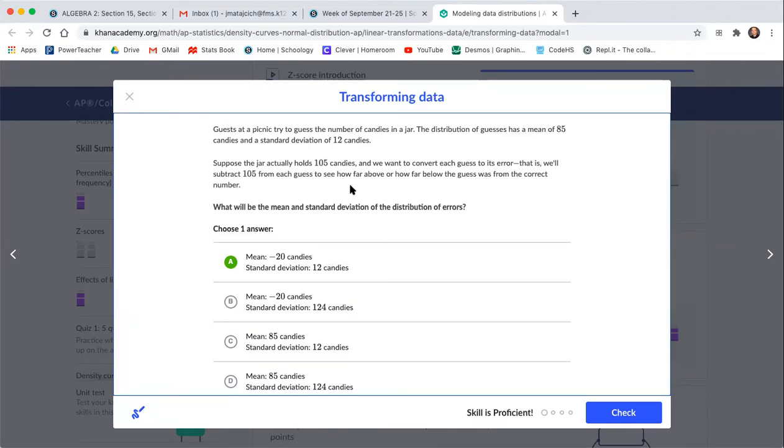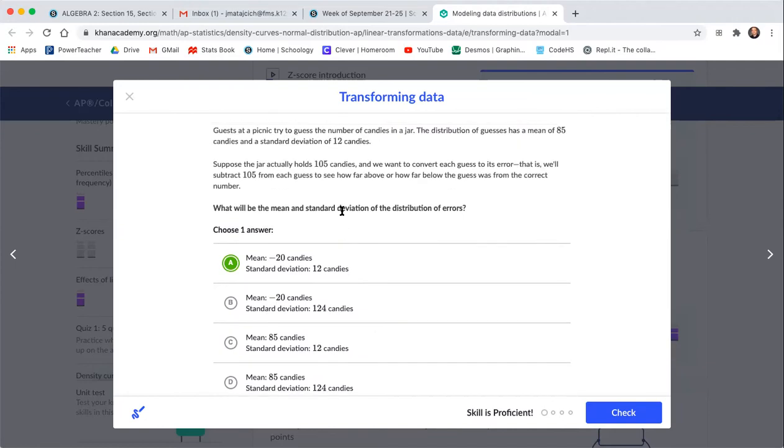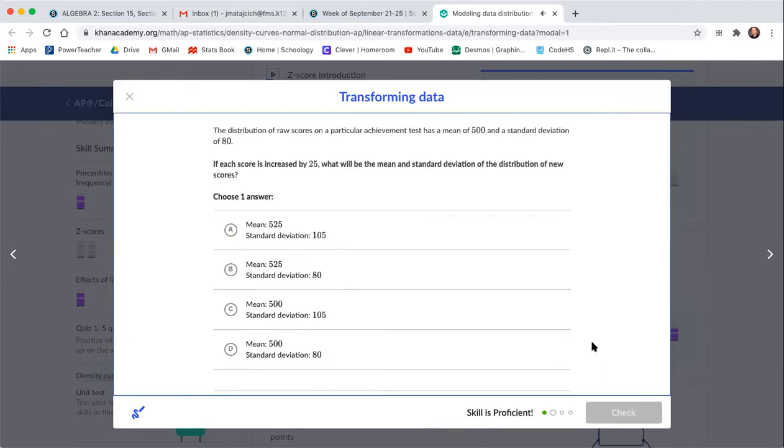If we think about what happened, all they're doing is subtracting a constant amount. So that tells you something right off the bat. The standard deviation is not going to change. So we only have two plausible solutions. It would be either this or this, because they both have standard deviations of 12. They're subtracting 105 from 85. So essentially that x-bar of 85, you're subtracting 105, which gives you a mean of negative 20 candies. Awesome. Let's move on to the next one.